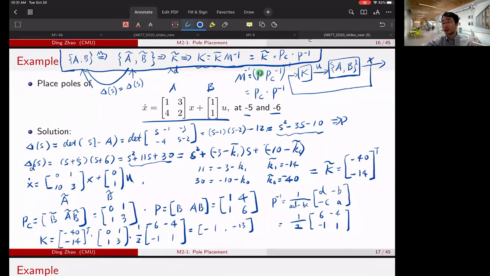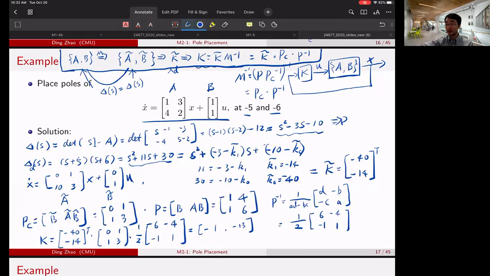To get this similarity transformation, we need to compute the controllability matrix for the old system and the new system. The new system means A tilde, B tilde. The old system means A and B. Because we know A, B and A tilde, B tilde, we can compute this M, and we can directly compute what K is from this equation. I hope you can understand this pipeline. I think this pipeline is more important. Okay, so that's it.